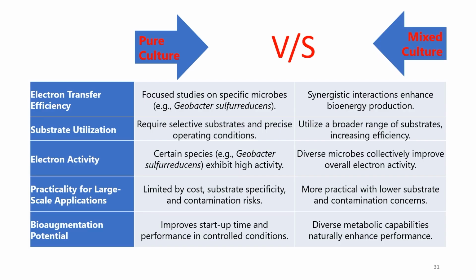From the substrate utilization point of view, we require selective substrates and precise operating conditions for pure cultures. However, mixed cultures utilize a broader range of substrates, increasing the efficiency. And then for electron activity, in case of pure culture, certain species like Geobacter may exhibit very high activity. In the case of mixed culture, diverse microbes collectively improve overall electron activity.